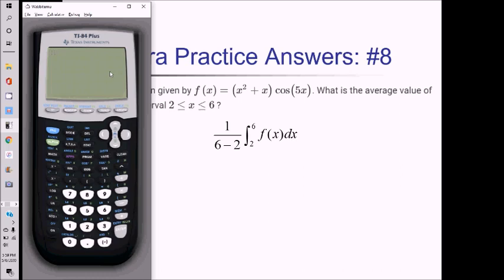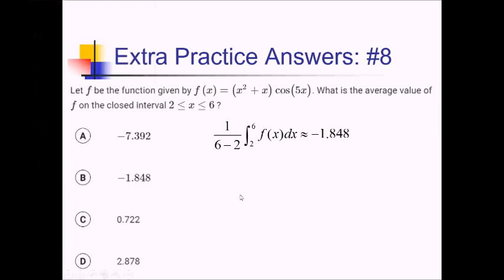So I've got, let's see here, fancy fraction, alpha y equals. This is going to be 1 over 6 minus 2, multiplying that by the integral, so math 9, integral from 2 to 6 of, let me do alpha trace to pull up my y1, and I'll put an x in the dx, press enter. All of that comes out to, drum roll, negative 1.848, which gives us choice B.